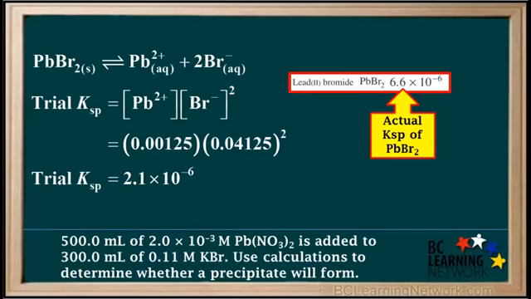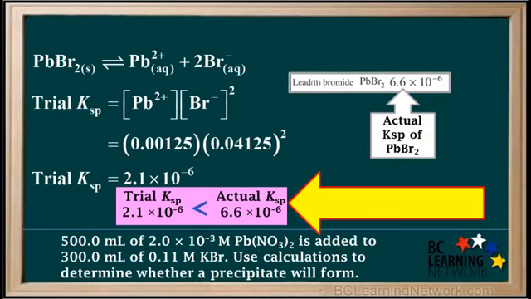Looking on the KSP table, we see that the actual KSP of lead-2 bromide, PbBr2, is 6.6 times 10 to the negative sixth. Comparing the trial KSP, 2.1 times 10 to the negative sixth, with the actual KSP, which is 6.6 times 10 to the negative sixth, we see that the trial KSP is less than the actual KSP. So when the two original solutions are mixed, a precipitate will not form in this case.